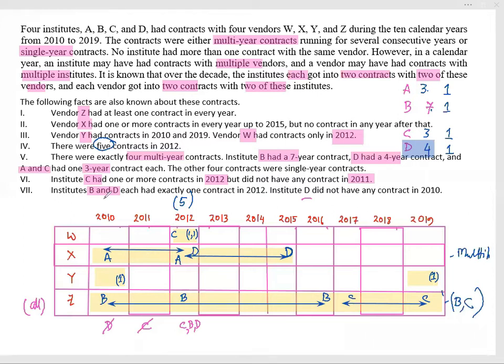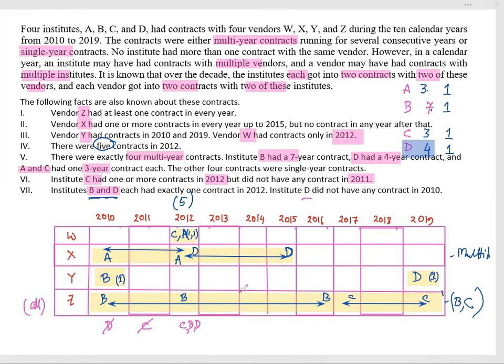Now you can see this 7 point: B and D each had exactly one contract in 12. B and D, one contract we have already seen, so in this location B or D cannot appear. C is already here, so the other institute would definitely be A. So the AC contract would be in W in 2012. Now two single-year contracts are pending for Y, and here D cannot be. AC is already done, so it should definitely be B, and D would go in this location. So that is the way the entire contract structure can be.